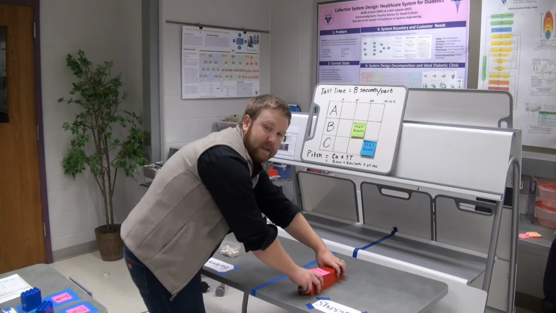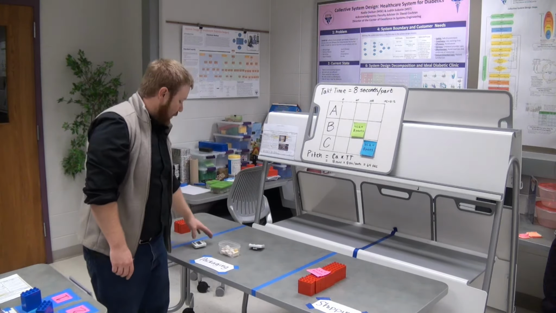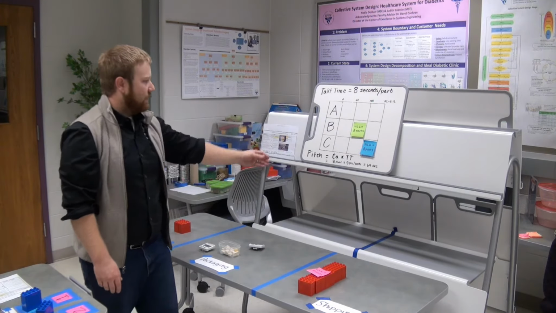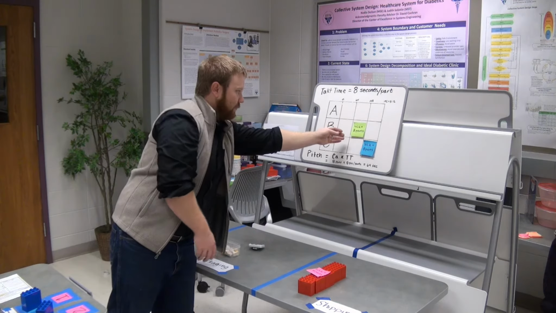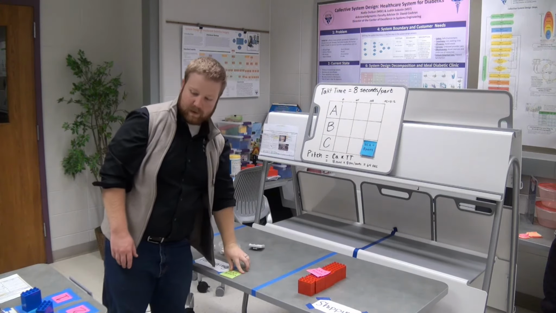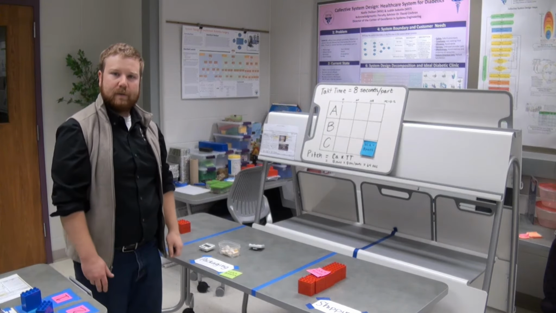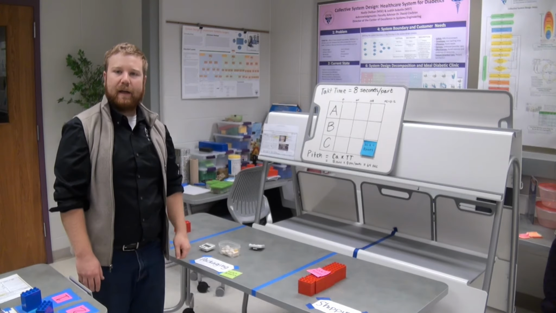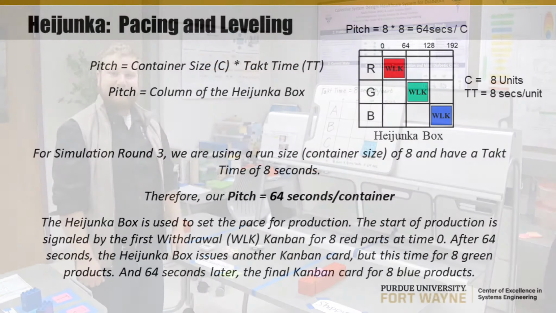And I'll have 2 timers. One will be the overall simulation time, and the other one will be every 64 seconds. So after 64 seconds goes by, as I'm doing the red parts, I will then pull the green. I will place that here, and then I will begin pulling green parts. And that's my role up until hopefully we produce 8 of each color for the customer.